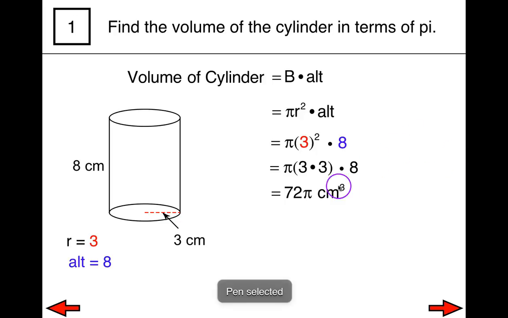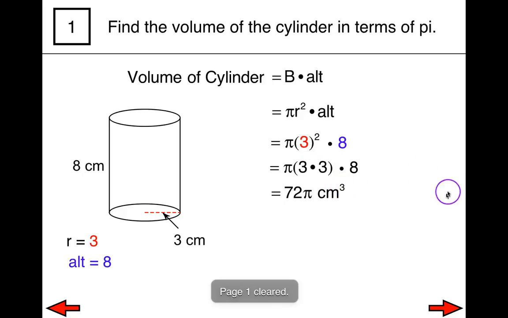Another thing I want you to focus on is that my units is cubed, okay? And the reason why it's cubed is because volume measures the space, and space is a three-dimensional measurement, and that's why it's cubed. Or another way you could think of it is this was 3 centimeters, this was 3 centimeters, and this was 8 centimeters. So how many times did centimeters appear? 3 times, and that's why we would cube centimeters, okay?